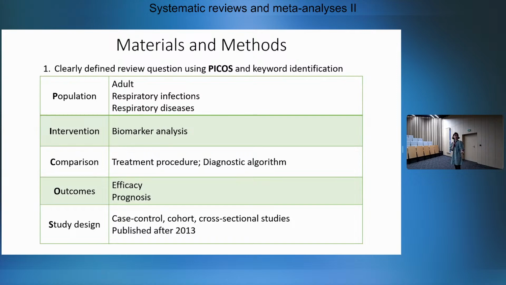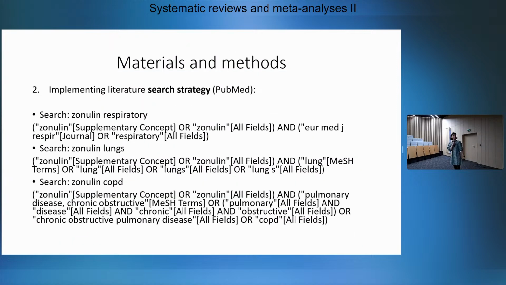The outcome that we looked at was the efficacy of the use of serum zonulin levels in terms of prognosis in the patients that were sick. In the study design, we only used randomized control studies and case control studies, and we decided to use work published after 2013, because at the start we wanted to use only the last 5 years, but there's limited research yet, so we extended our methods. Here is the search strategy example by PubMed. We also used Scopus and Embase databases.